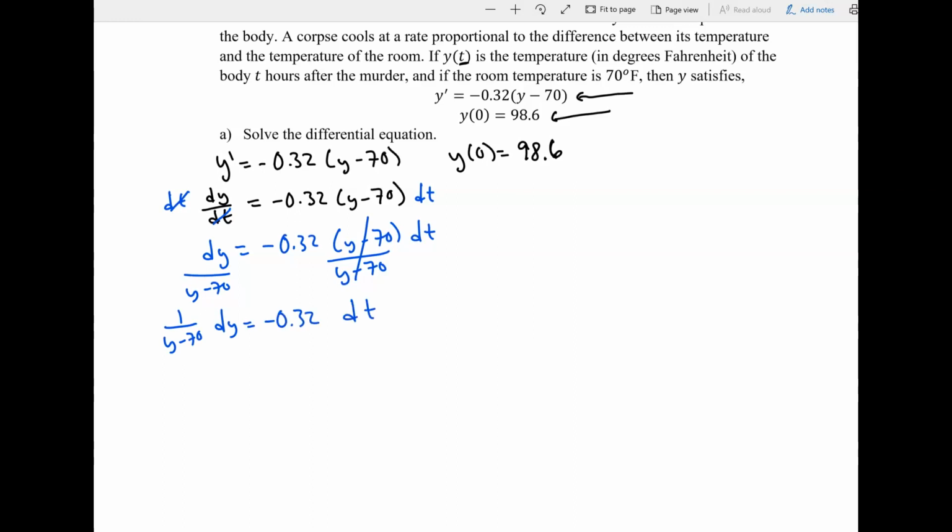Notice that even though I don't have a variable on the other side, it's still a constant. I could have easily moved this negative 0.32 to the other side as well, but I think this is going to be a little easier to work with. So you don't necessarily have to have a variable right there.